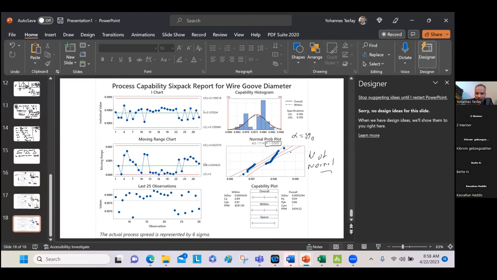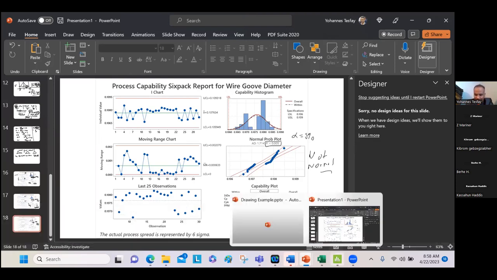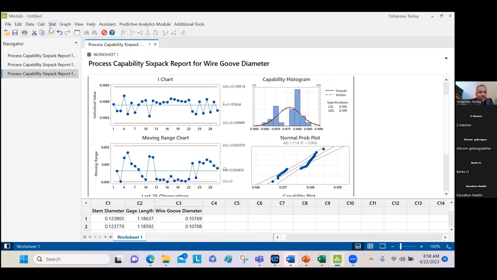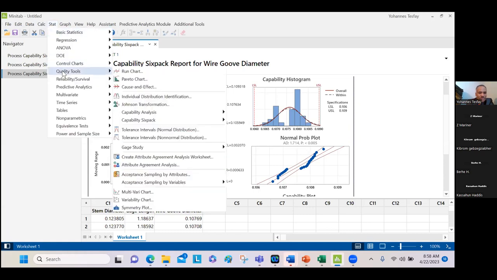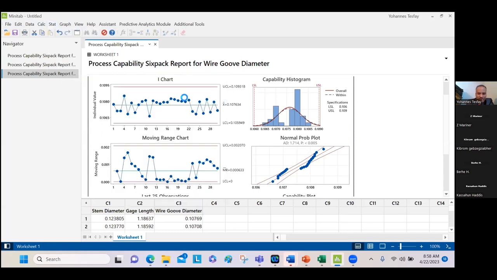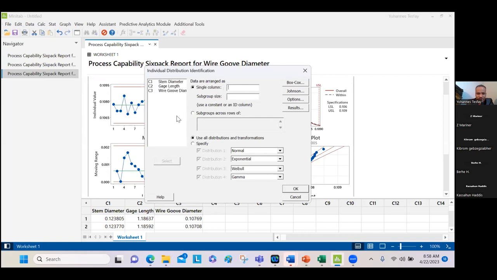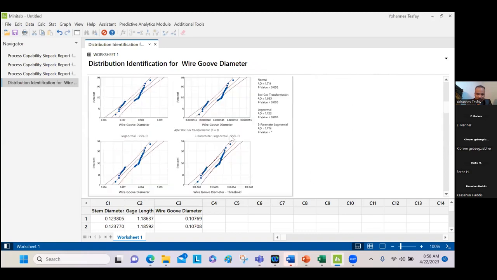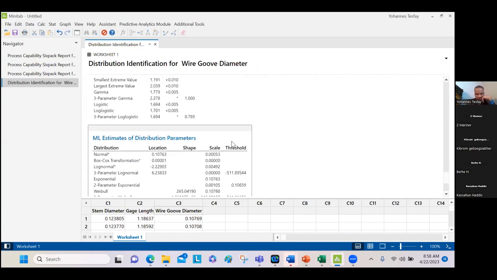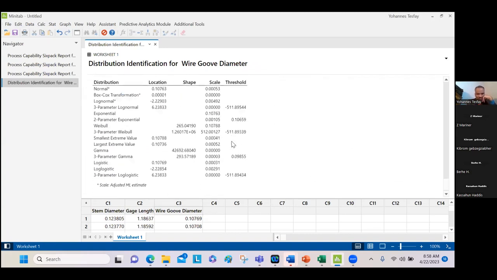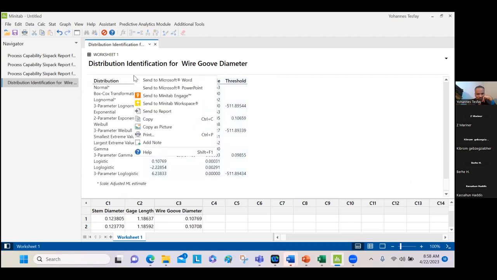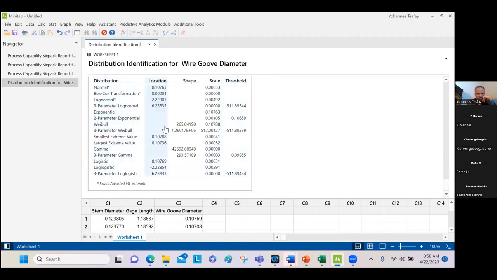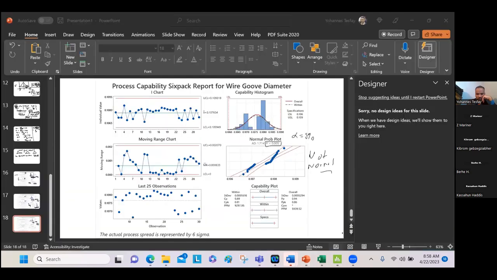So what I'm gonna do is go to Quality Tools, Distribution Identification. Right there, I'm gonna put the groove diameter, and I'm gonna check which distribution it is. You see? So which distribution? The answer is right here. Copy as a picture.